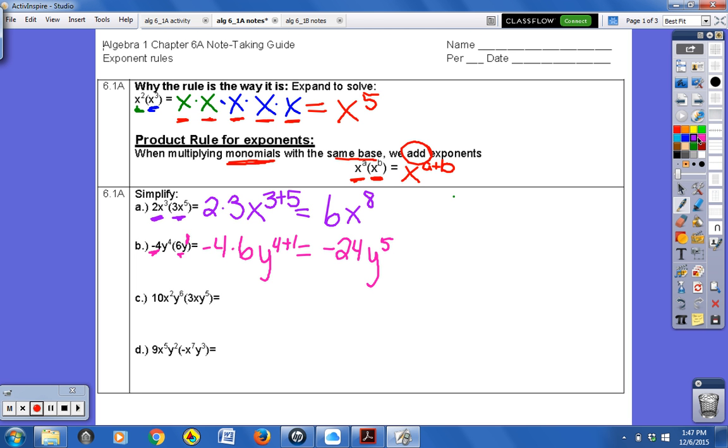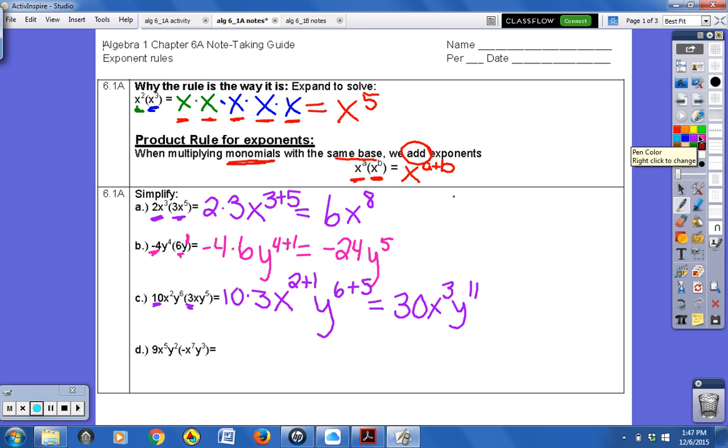So now we're going to move on to the next problem, getting a little bit more complicated because now we have more variables. But again, with our regular numbers, we're still multiplying 10 times 3. And then I'm looking at my x's, so x to the second and an x to the first because it's just x. So I add those exponents. And then I'm looking at the y, so y to the sixth and a y to the fifth, so I add those up. And this is going to give me an answer of 30 x to the third, y to the 11th. And that's our answer.